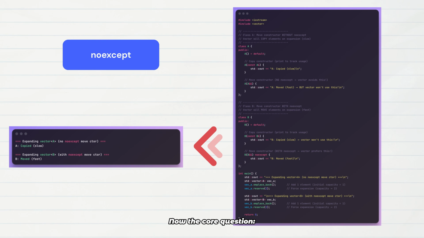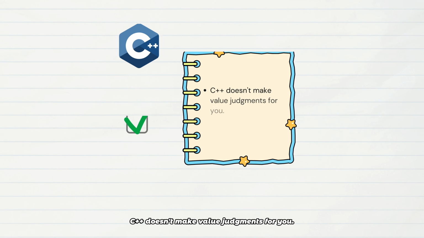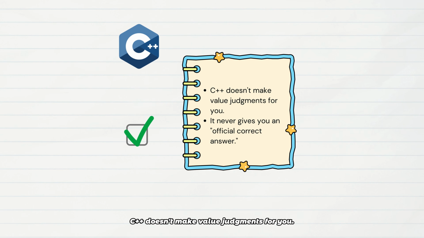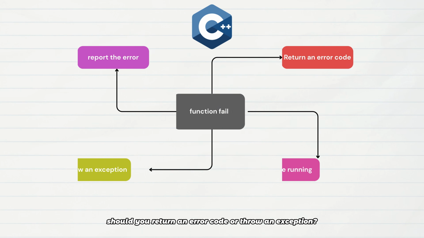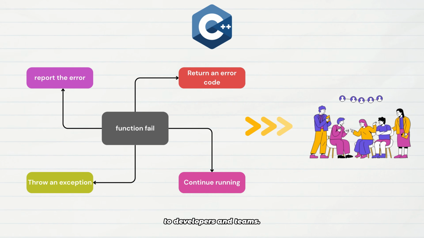Now the core question arises, why is C++ error handling still so confusing to this day? The answer is actually very simple. C++ doesn't make value judgments for you. It never gives you an official correct answer. Should you return an error code or throw an exception? Should you fail immediately when an error occurs or try to continue running? Should you prioritize performance or safety? C++ leaves all these choices to you, to developers and teams.